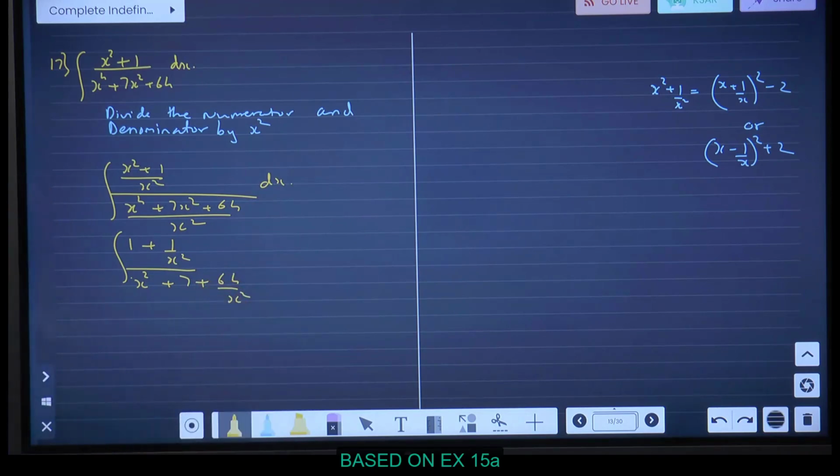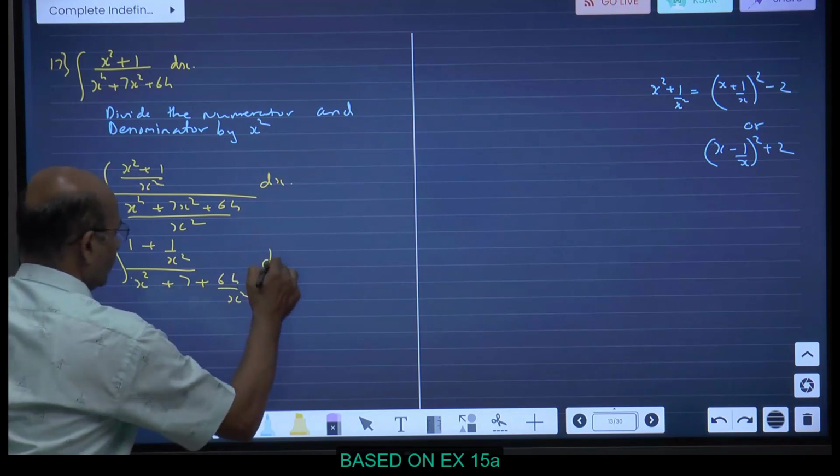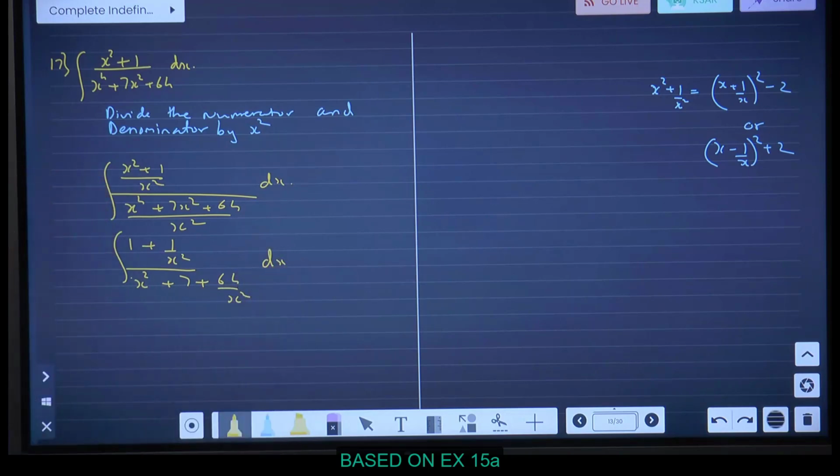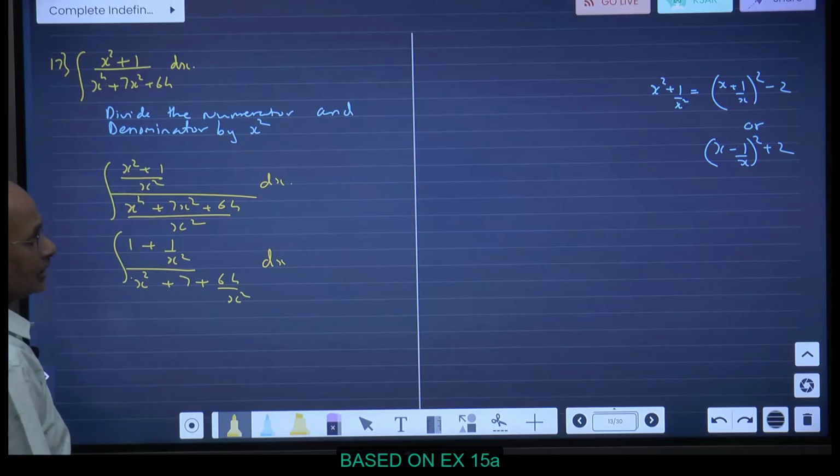I want you to be very careful now. I want you to pay attention now. I am showing you directly the method here. Once you have a category of this, remember, we are doing the 15A exercise, first exercise sums. Now once you finish with this, I want you to be careful.